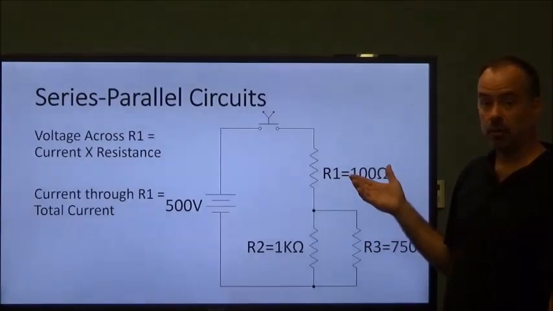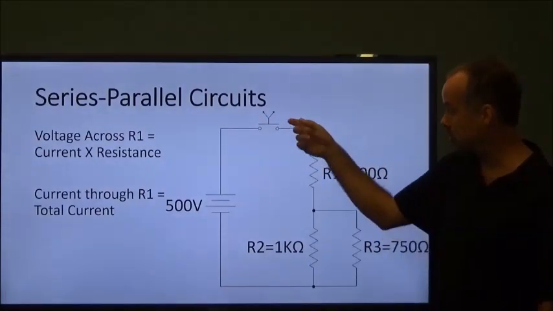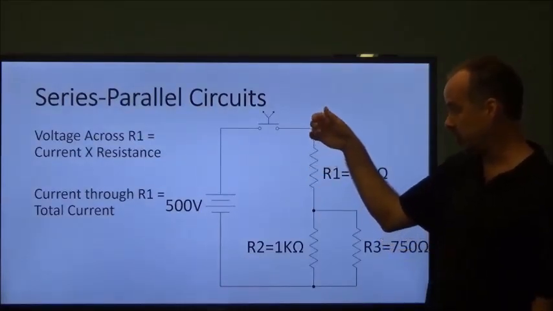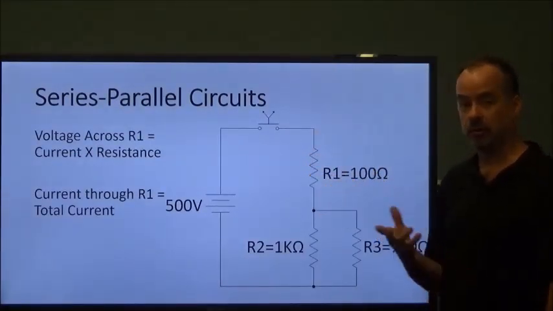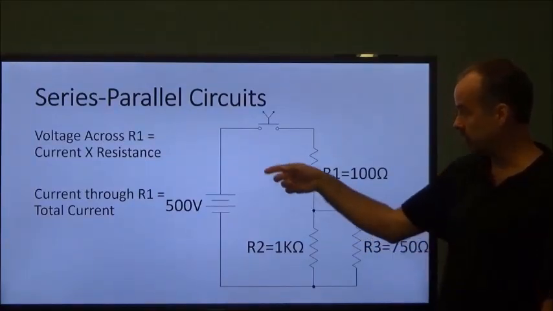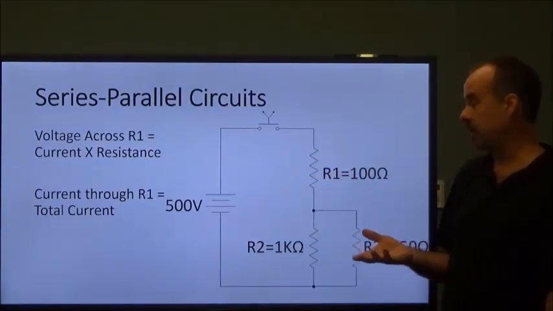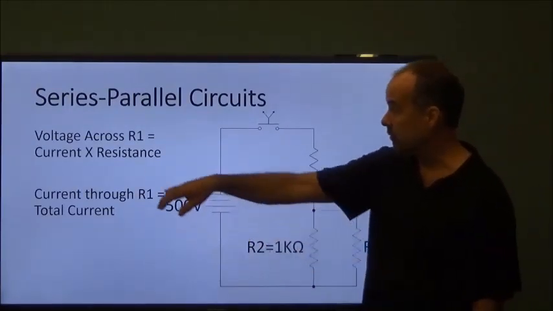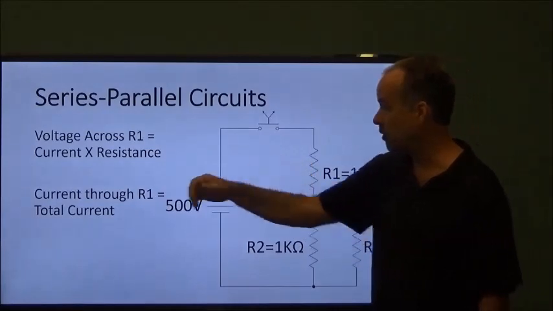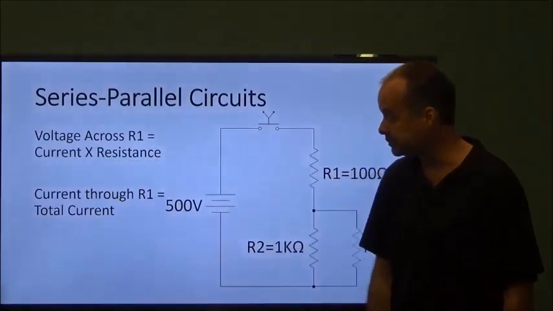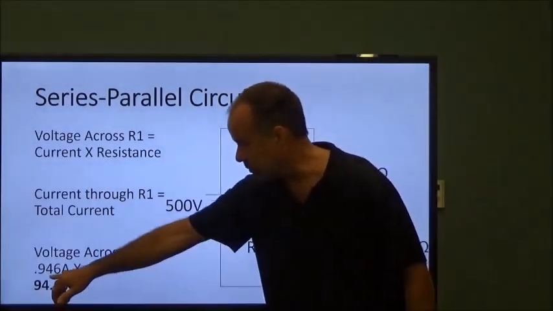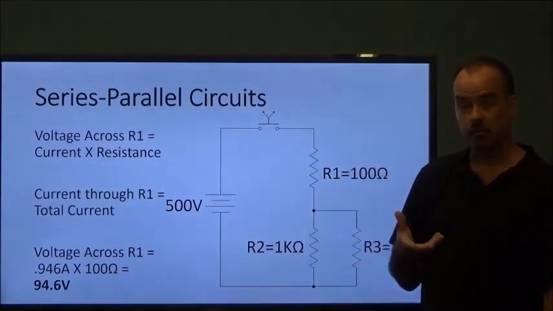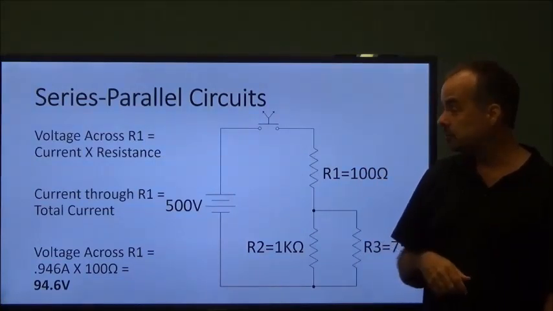I already know the current through R1, because this part of the main branch has nothing in parallel with it at this point. So the current through R1 is going to equal the total current, which we determined was 946 milliamps, or 0.946 amps. I can determine the voltage drop across R1 by taking current times resistance. I had to convert the milliamps back to amps, because when I'm using Ohm's law, I have to use the base units.